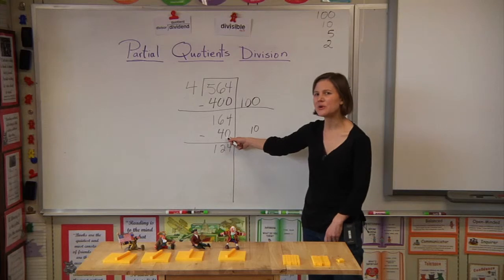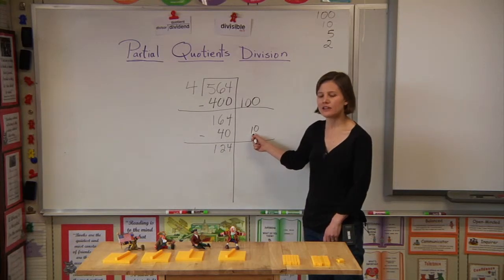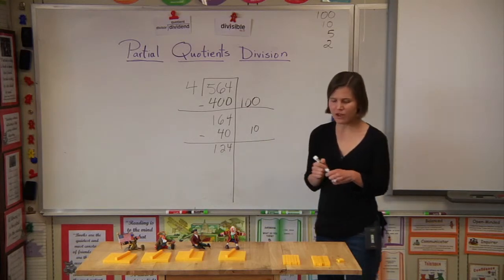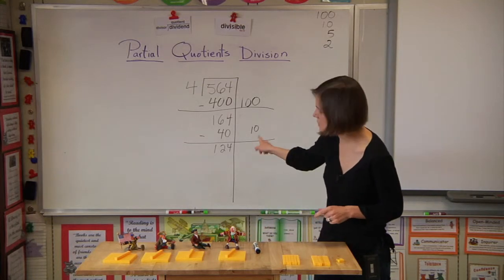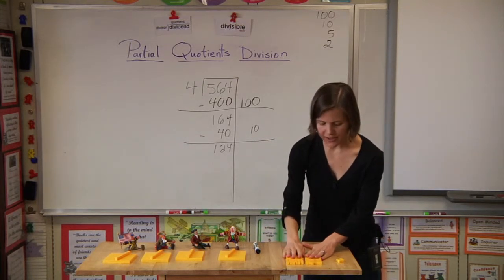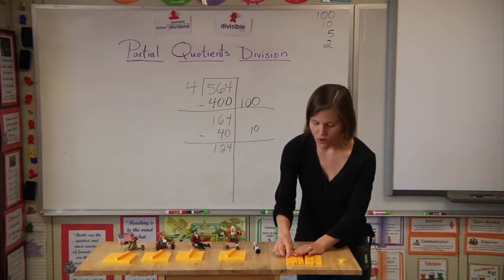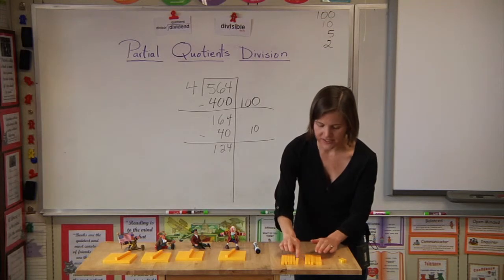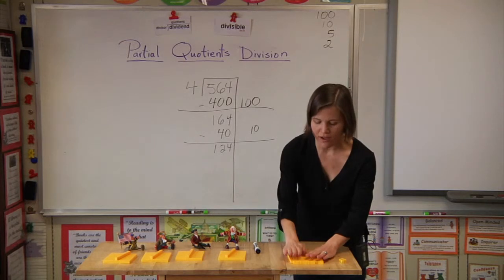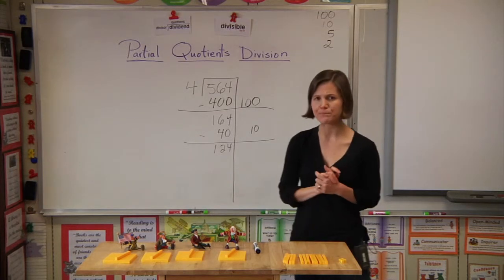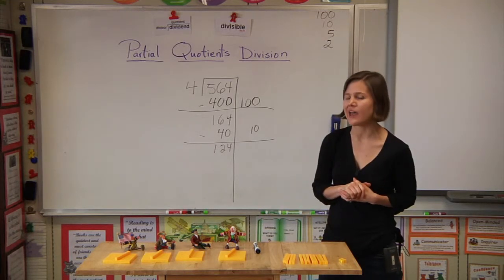I'm wondering if I can go a little bit faster. Instead of just giving out 10, could I give out more than 10? Well, let's take a look at what I've got left. 124. Well, I know if I ignore that 4 for a moment, that's going to be 120, or 1, 2, 3, 4, 5, 6, 7, 8, 9, 10, 11, 12. 12 rods to hand out. And I've got 4 people. I'm wondering, can I do this in one step?